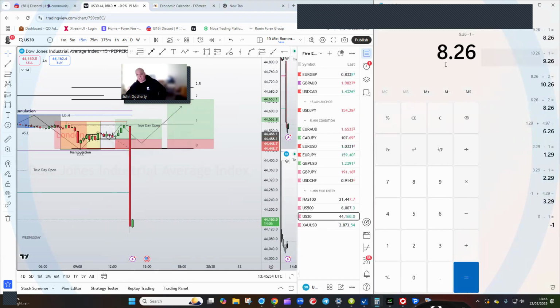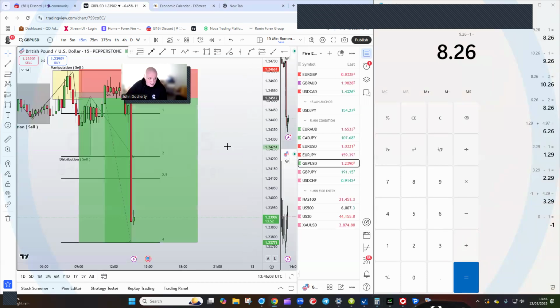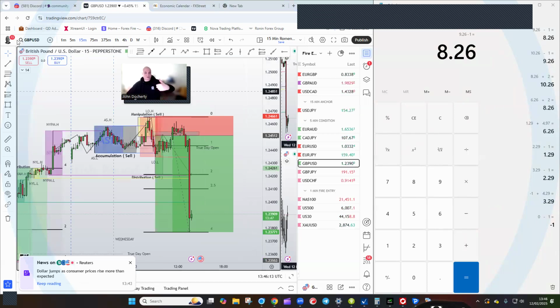So on the trades on what I've marked up today using the AMD, a profit of 8.26%. Fantastic, guys. It's absolutely fantastic. Just going to take a picture of this. I'll put it in the Discord.